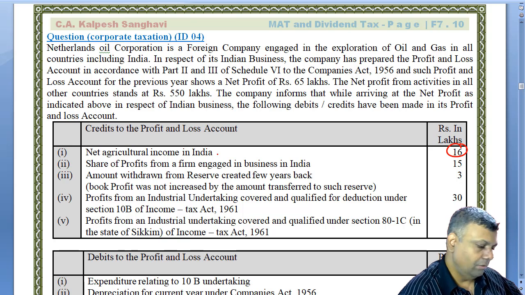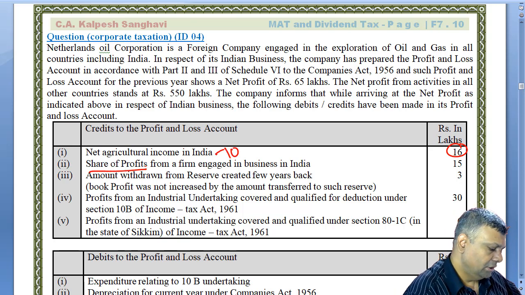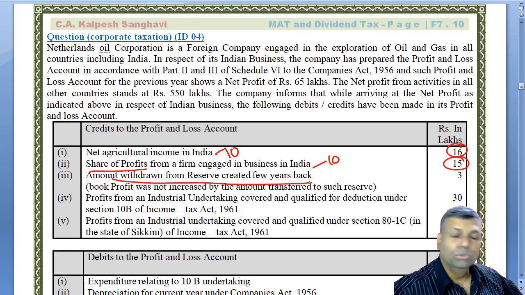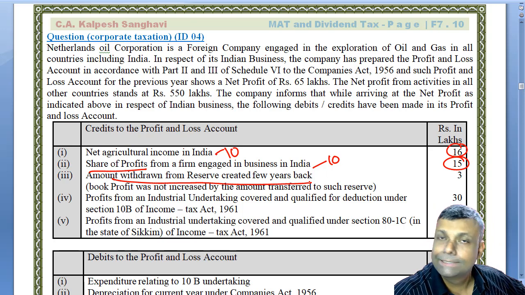Net agricultural income, so that will be exempt, section 10. Share of profits from the firm, section 10 exemption. So this also will give the exemption. Amount withdrawn from reserve few years back.